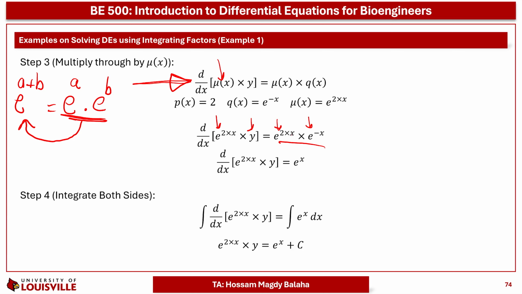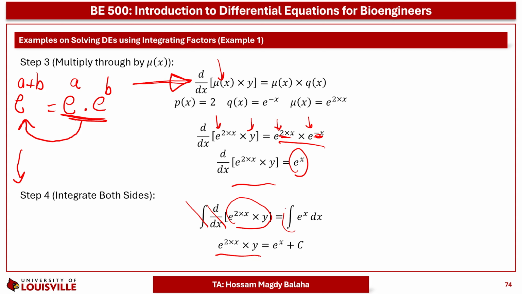And this is because we have here 2x and here negative x. So simply we can combine both of them together to get a single variable, which will be exponential of x. Keep the left-hand side as it is. Now integrate both sides. The integration will cancel the derivation. So the result of the left side will be the exponential of 2x multiplied by y.